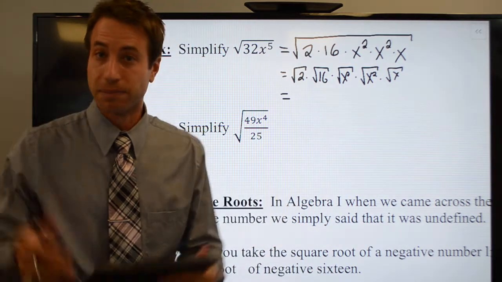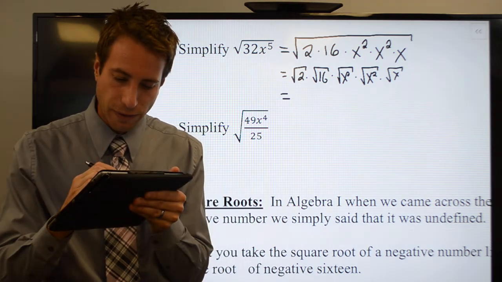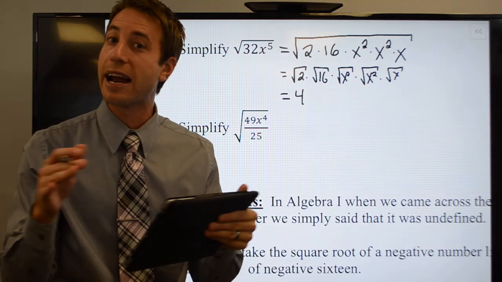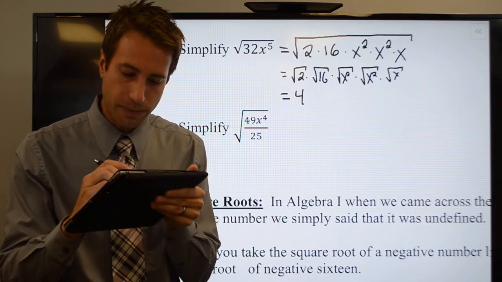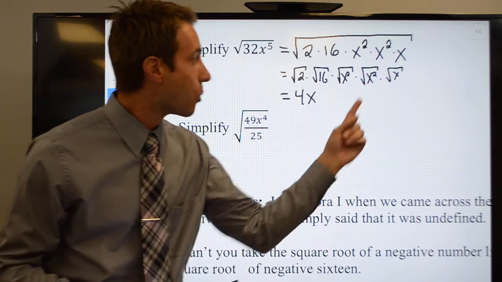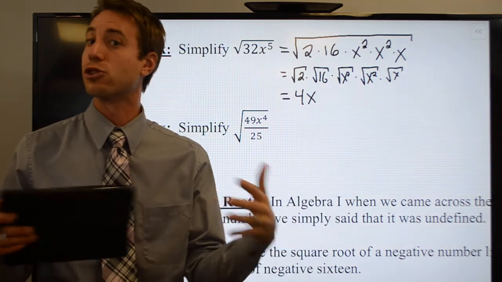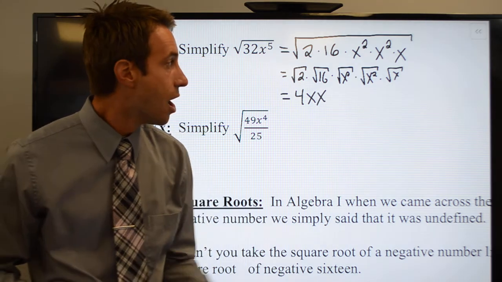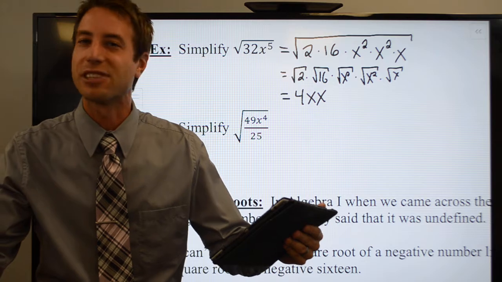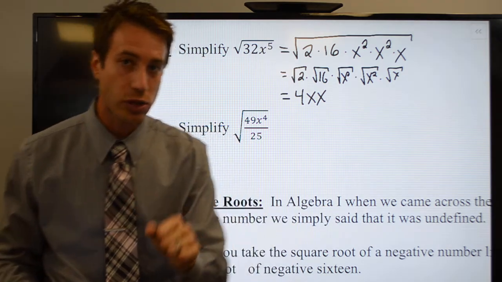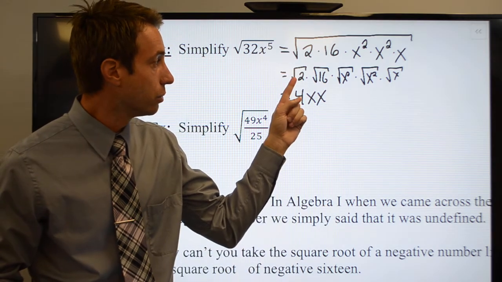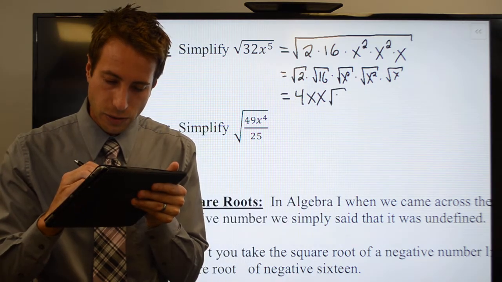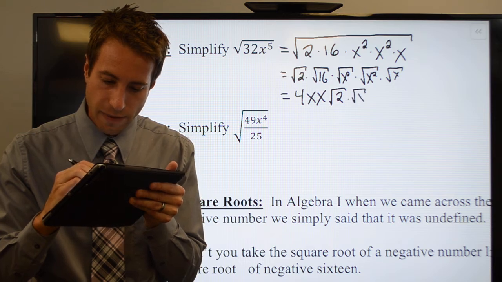But the square root of 16, well, that's a perfect square. It's actually 4. And I can take the square root of an x squared, the square and the square root cancel each other out, and it leaves me with an x. And then once again, I'm taking the square root of an x squared, where the square and the square root cancel each other out, and leaves me with another x. The square root of x, I just have to leave it as the square root of x. So what I'm actually going to do is take the square root of 2 and the square root of x and just write them as the square root of 2 times the square root of x.